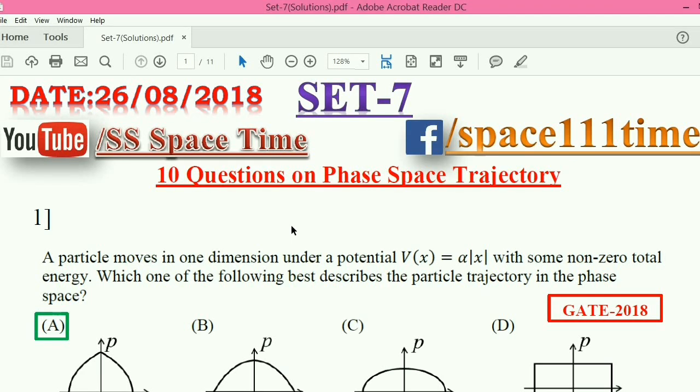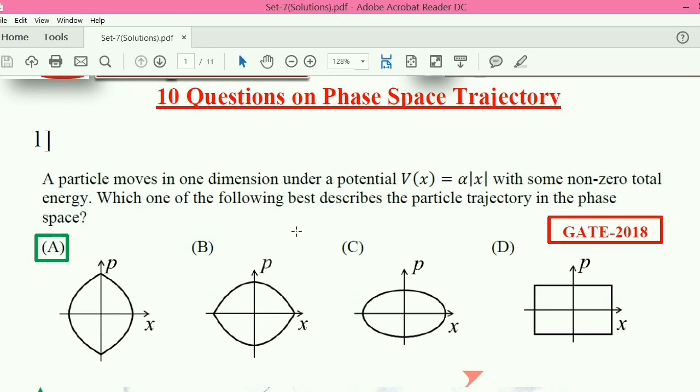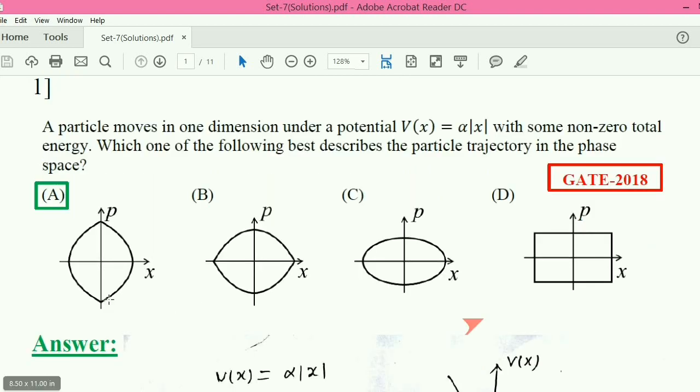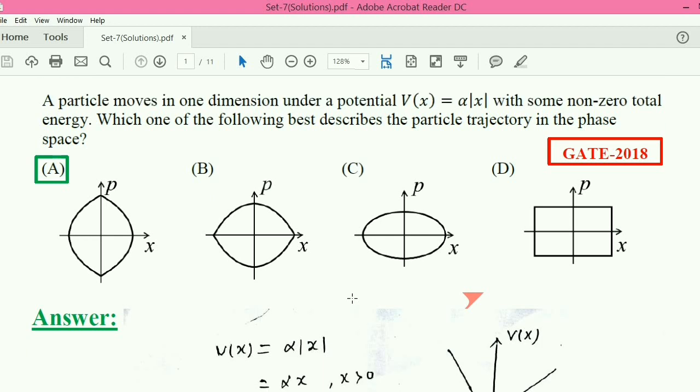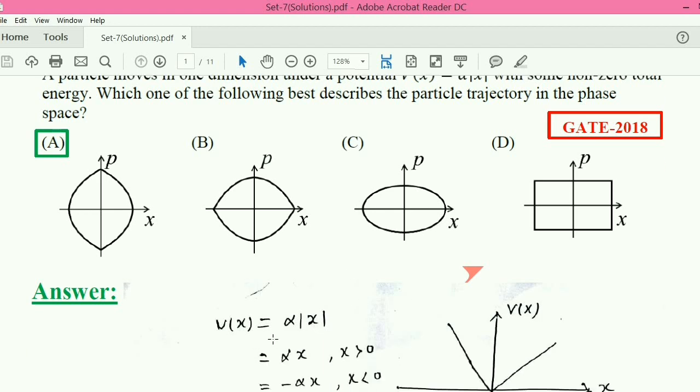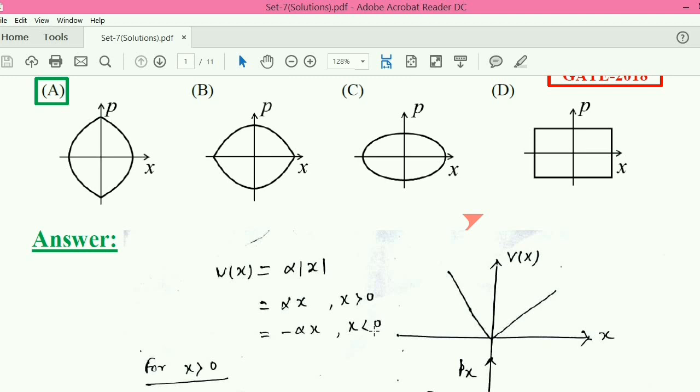So our first question reads: a particle moves in one dimension under a potential V of x equal to alpha mod x with some non-zero total energy. Which one of the following best describes the particle trajectory in the phase space? You are given 4 figures. The potential is given as V of x equal to alpha mod x. If you draw the potential versus distance curve, we get a curve like this.